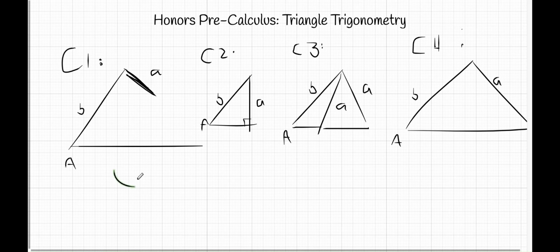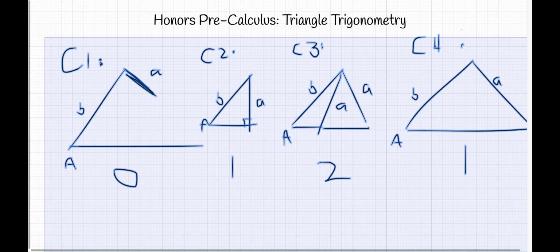So we have no possible triangles, one possible triangle, which is right. This is two possible triangles, one which is obtuse and one which is acute. And we have one possible triangle, which is exactly acute. So the best way to do this is just to find the law of sines and then use that to determine which of these cases it is.